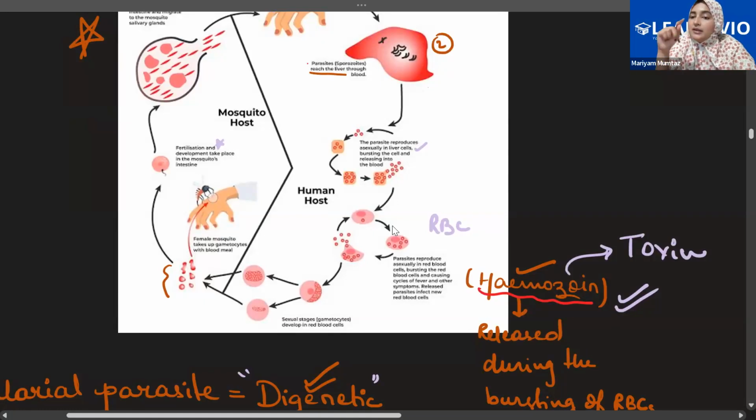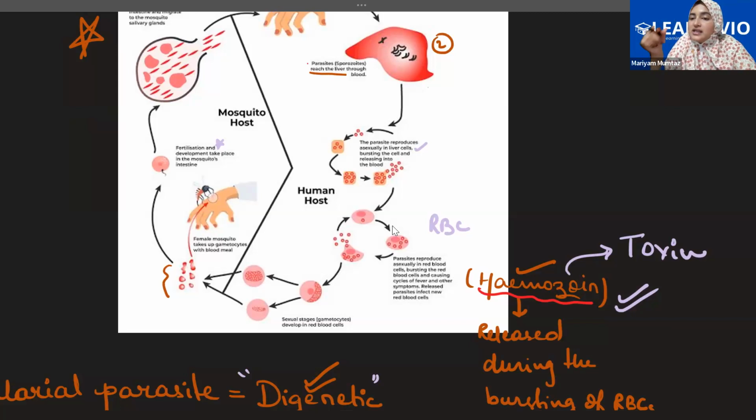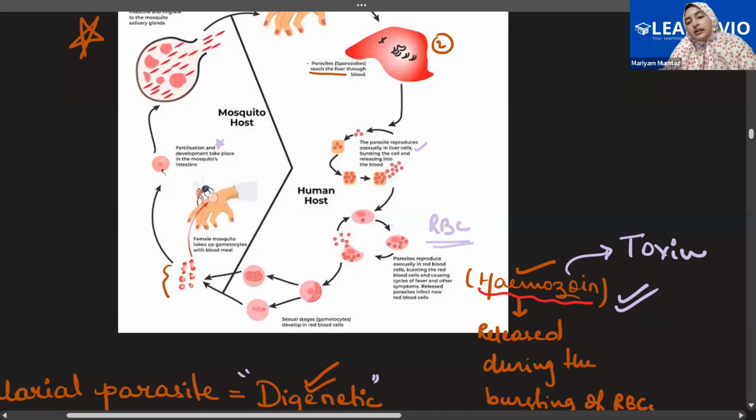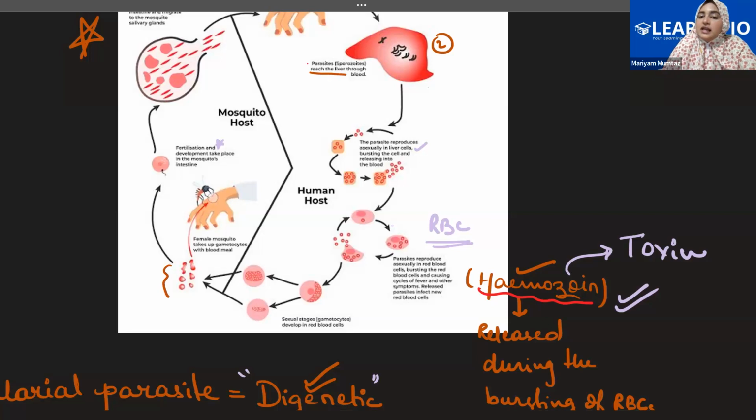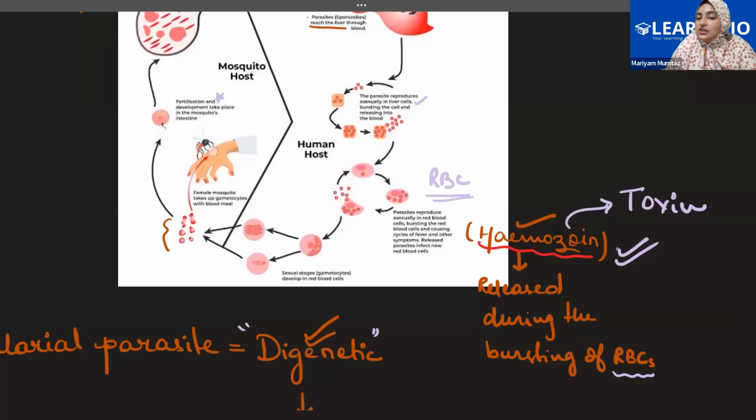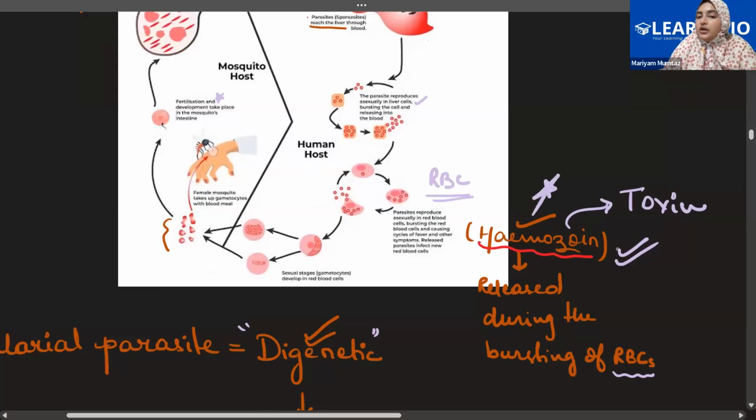Now they target the red blood cell. After reaching the red blood cell, what will they do? They'll start asexual reproduction yet again. And after the reproduction has been done, they want to move out of it. So again, they'll burst the RBCs open and get released into the bloodstream yet again. While they are bursting open the RBCs, they are also releasing a toxin in the body of human beings that is known as hemozoin. This hemozoin is the toxin which is released during the bursting of RBC. This is very important. Many a times the name of the toxin is also asked.